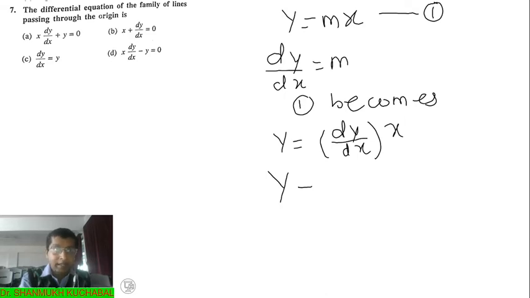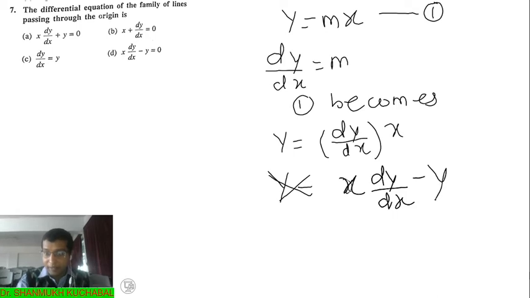so y minus, or else we can write this one as y minus x times dy by dx. So I take plus y, I transport it to RHS, minus y equal to 0. Okay, this we will find in option D. So x times dy by dx minus y equal to 0. Therefore option D is the right answer.